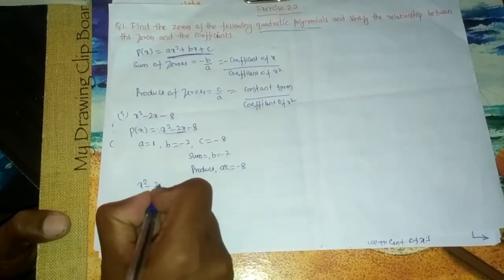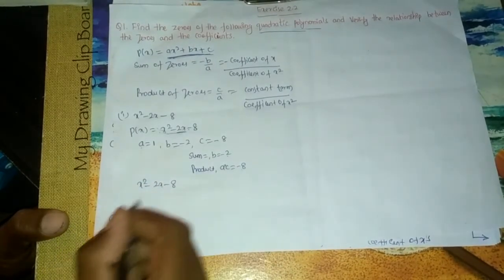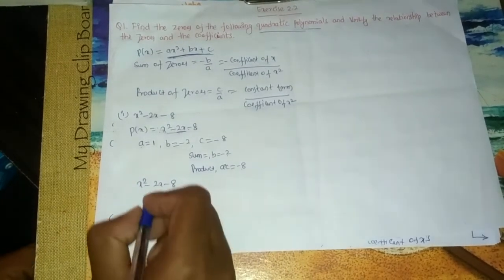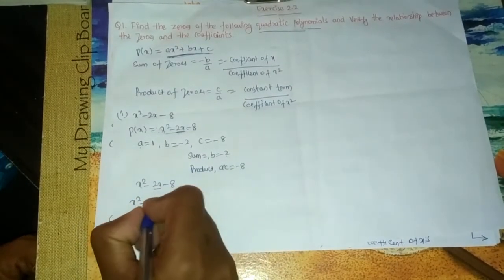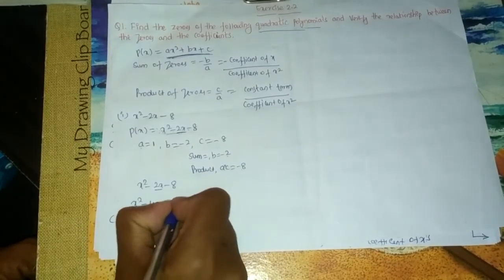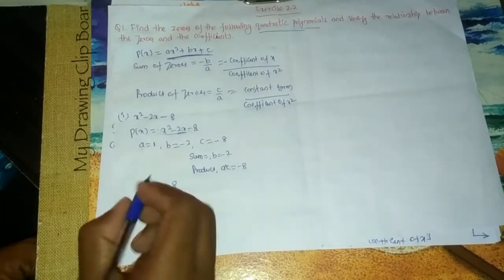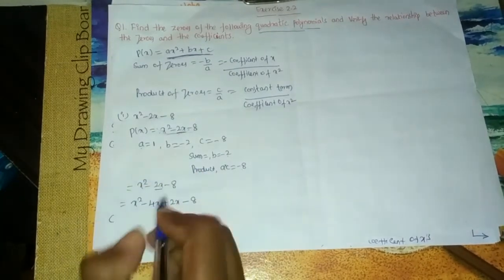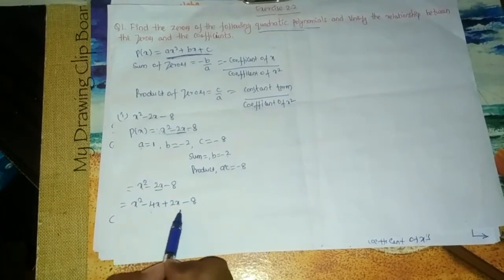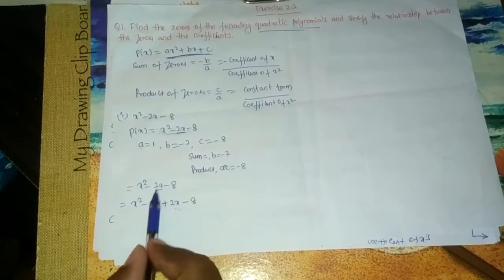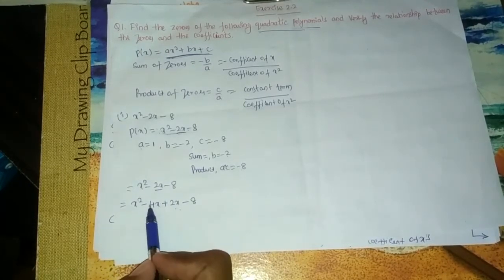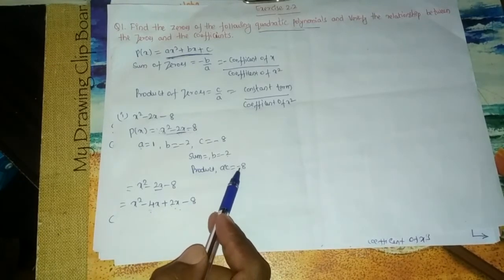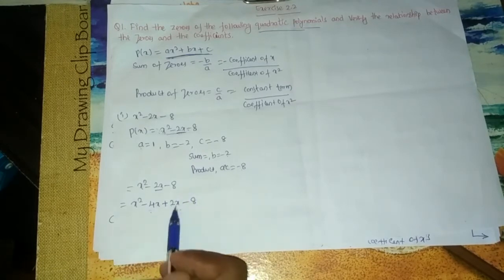Okay, so let us split it properly. Let me write down x square minus 2x minus 8. Now let me split this 2x. I will split like this: x square minus 4x plus 2x minus 8. Here, when I add these two terms, minus 4x plus 2x, it will be minus 2x, and when I multiply minus 4x into 2x, I will get minus 8.